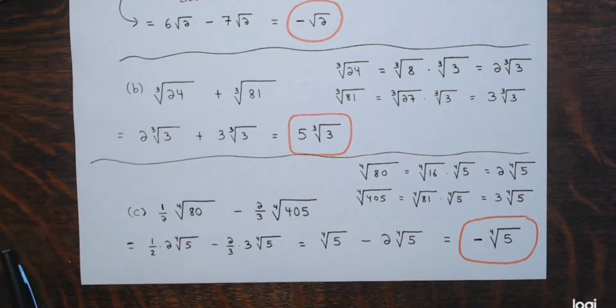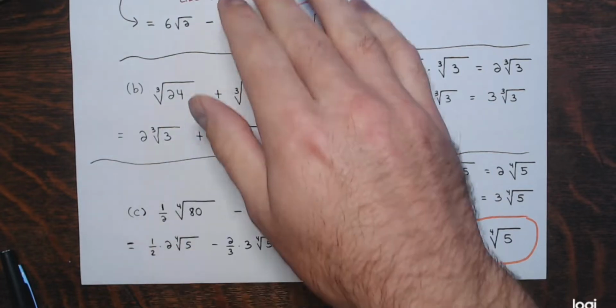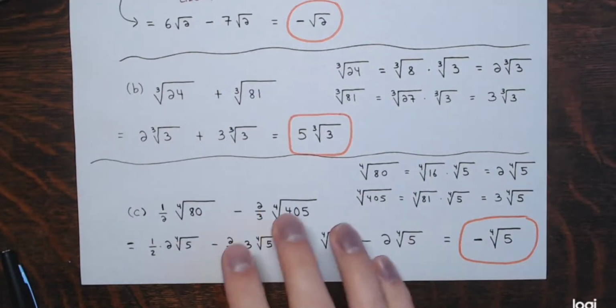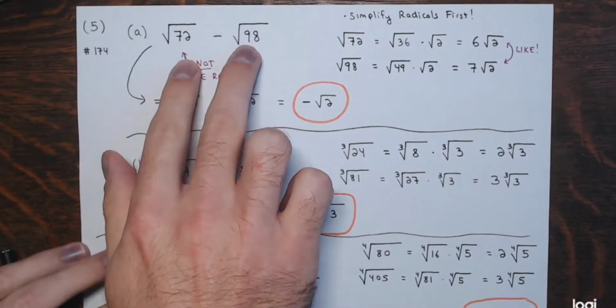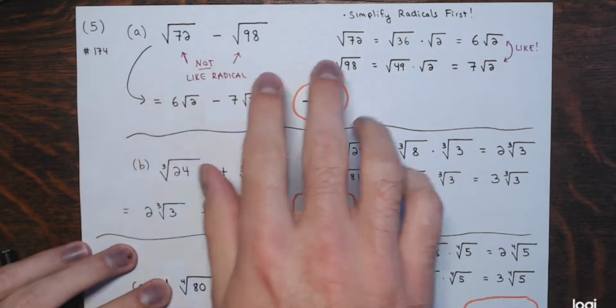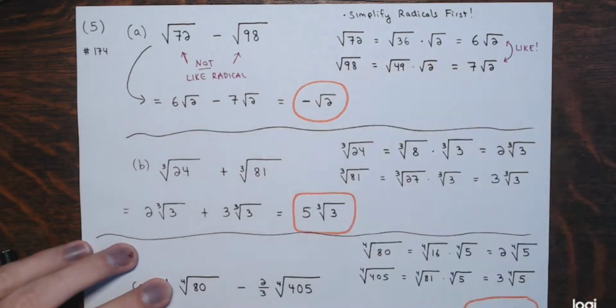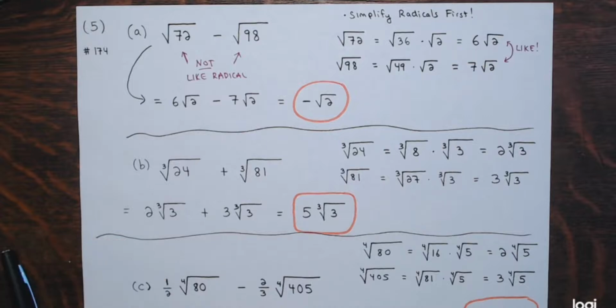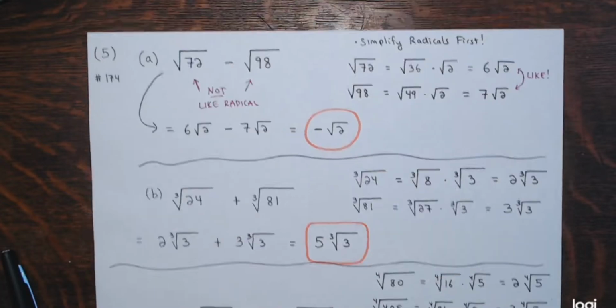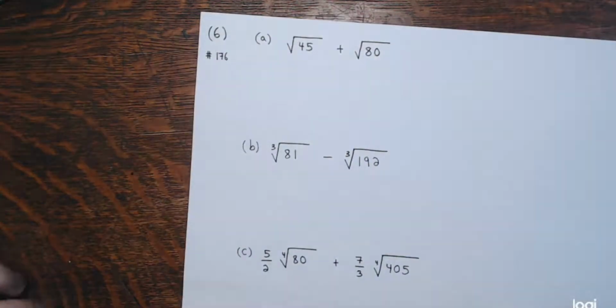Great. Now every question from here on out, and I've got a few more. We're going through eight examples, I think. No, I have 9 examples, 9 questions. Everything from here on out, we're going to be doing this, like in number 5, where it starts off where the radicals are not like, and we have to simplify them so that we get like radicals, and then we can add or subtract.